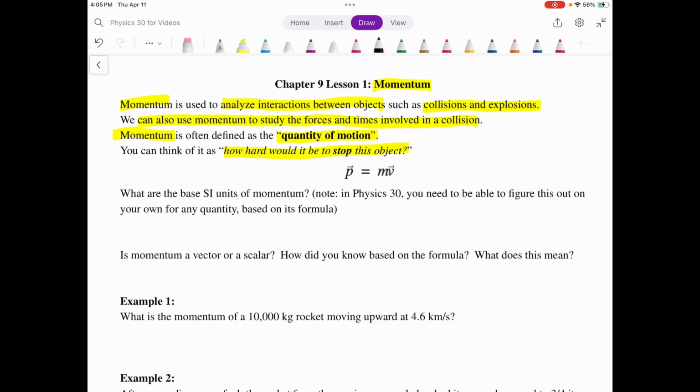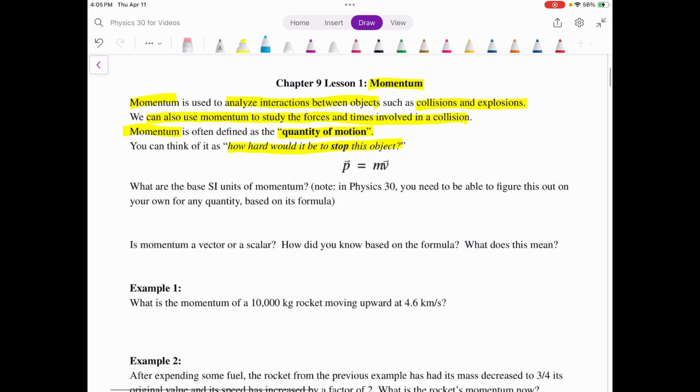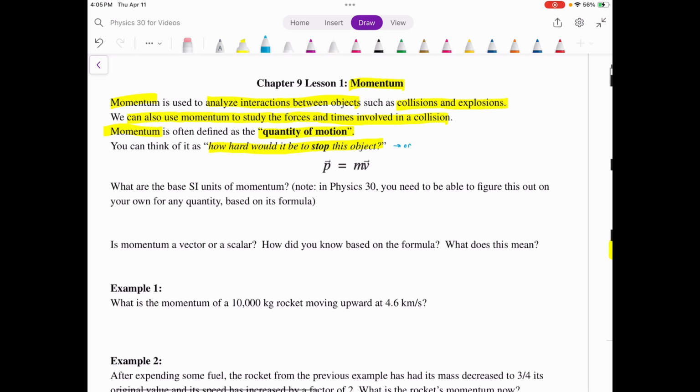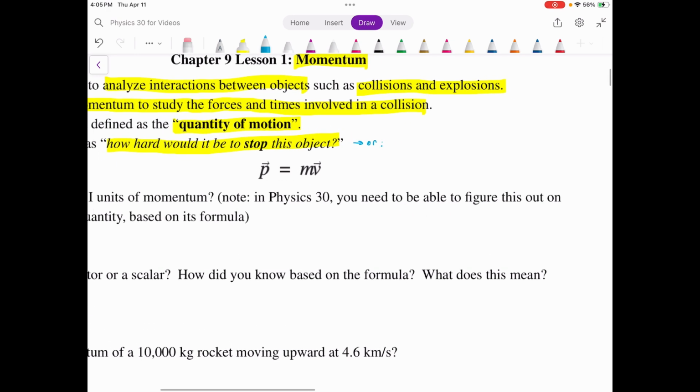And large and moving. Another way I often think about this, yes, how hard would it be to stop this object? But another good way to think about it is, how much would you not want to be hit by this thing? If the answer is, I really don't want to be hit by that, then it probably has a lot of momentum.